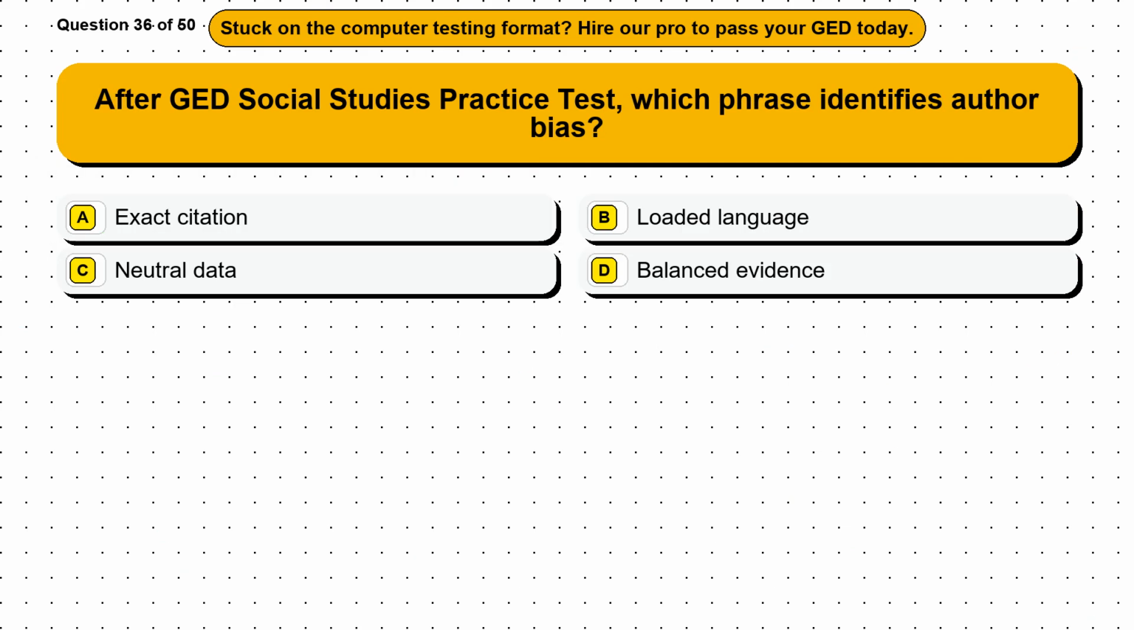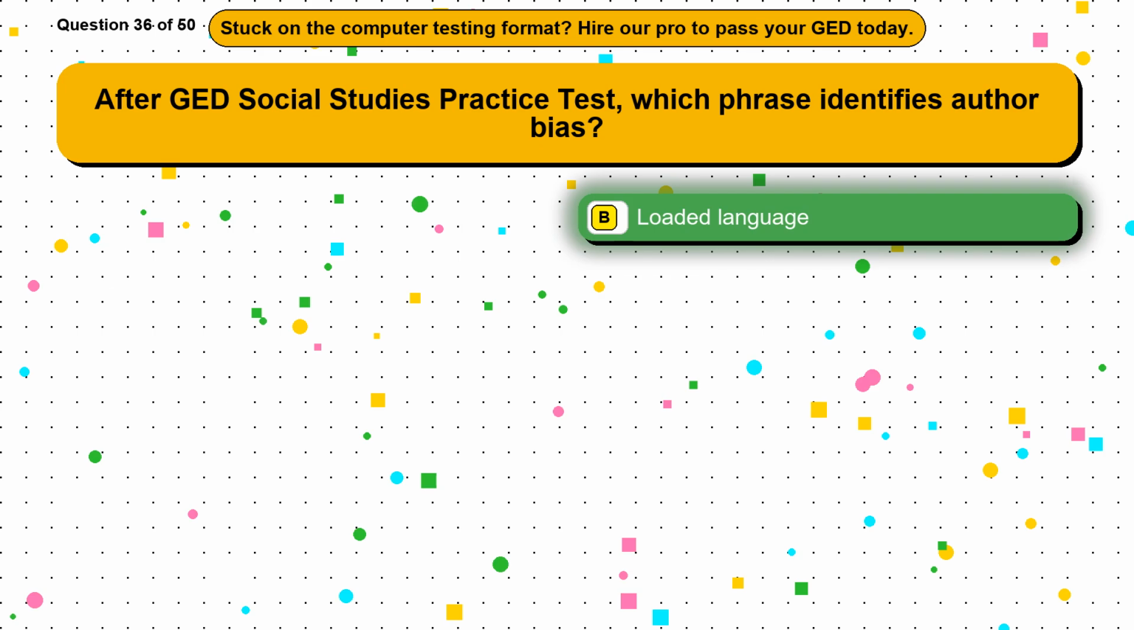Question 36. After GED Social Studies practice test, which phrase identifies author bias? Option A, exact citation. Option B, loaded language. Option C, neutral data. Option D, balanced evidence. The correct answer is option B, loaded language.